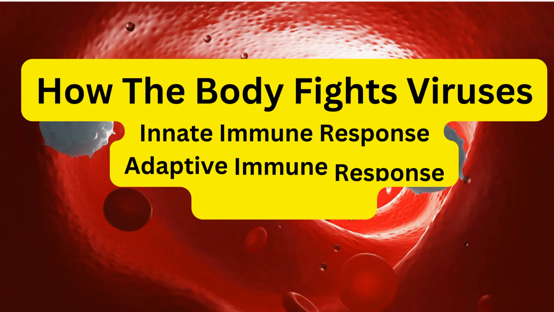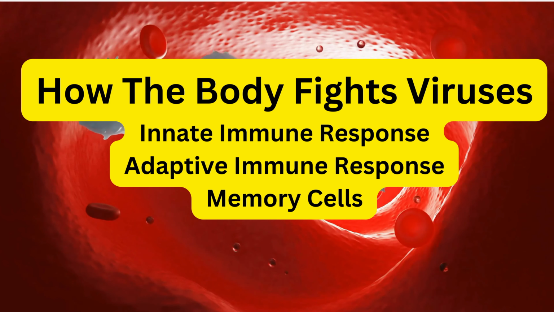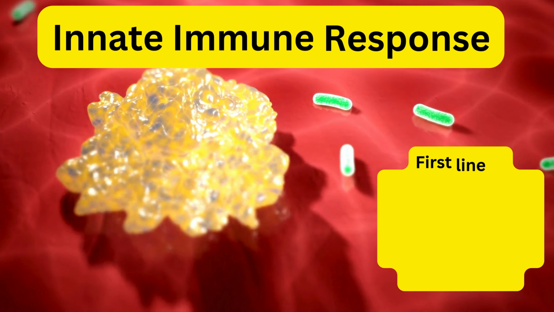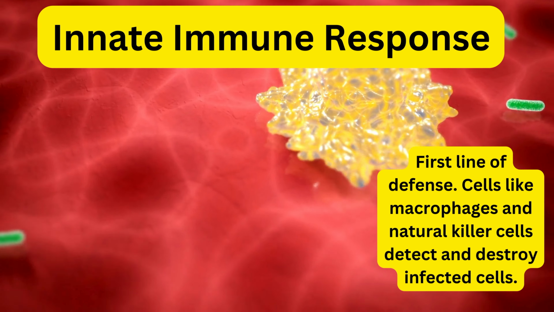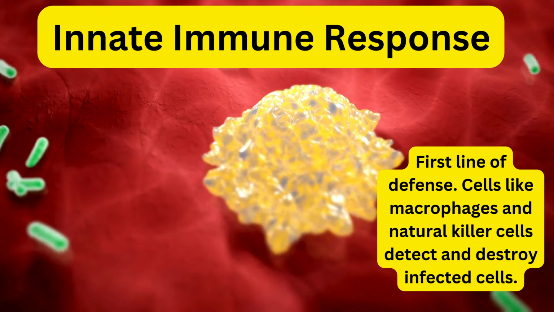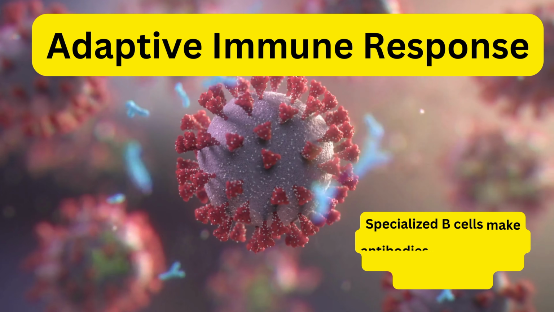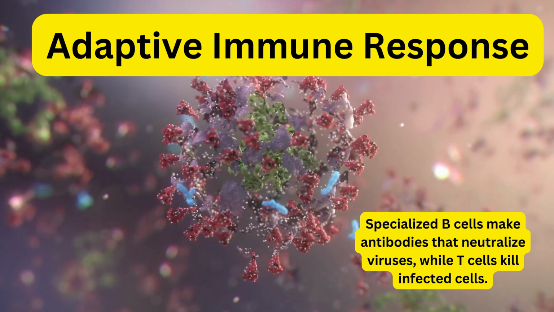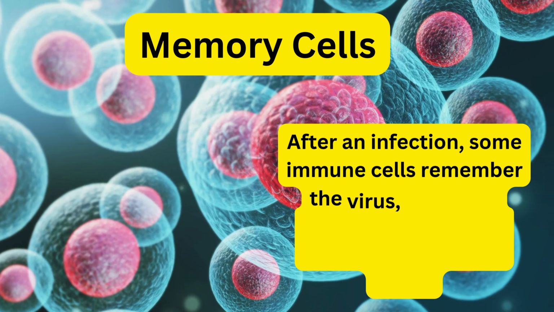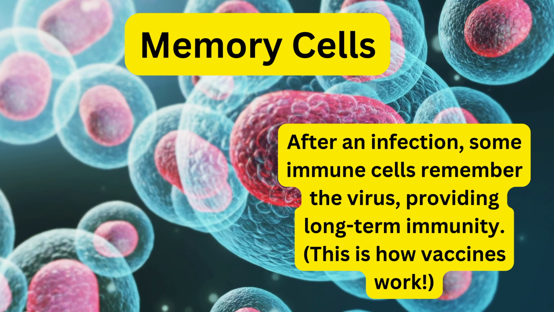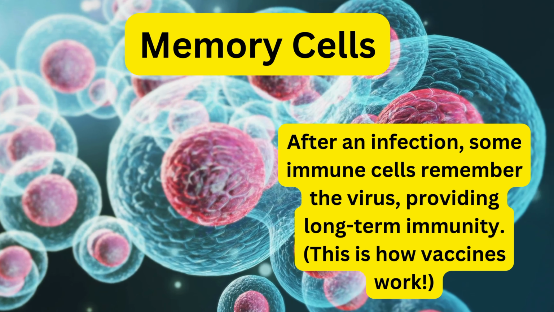Let's explore how the body fights viruses through innate immune response, adaptive immune response, and memory cells. So the innate immune response is the first line of defense. Cells like macrophages and natural killer cells detect and destroy infected cells. Here's a macrophage detecting and destroying infected cells. Adaptive immune response is where specialized B cells make antibodies that neutralize viruses. And then memory cells: after an infection, some immune cells remember the virus, providing long-term immunity. This is what happens in a vaccine.